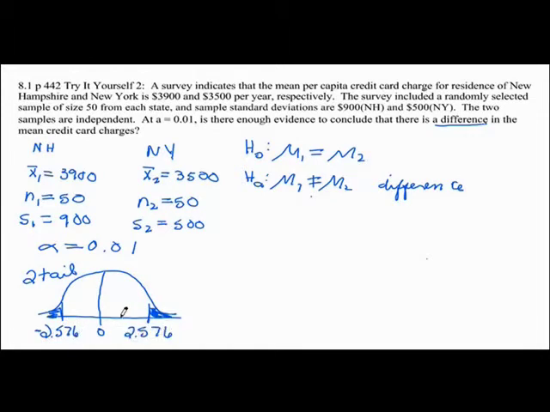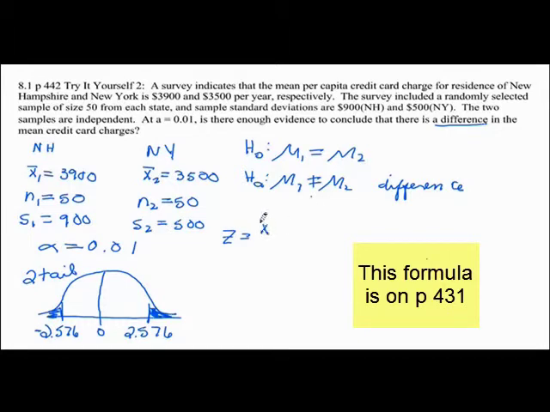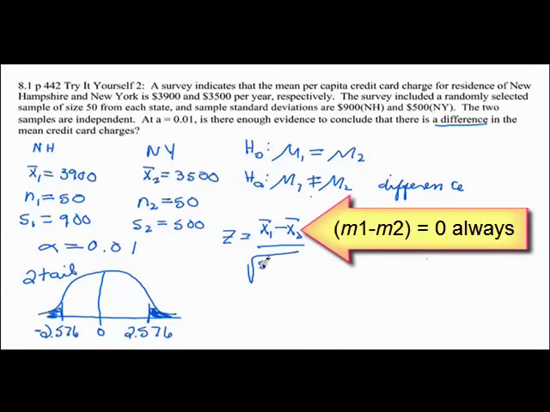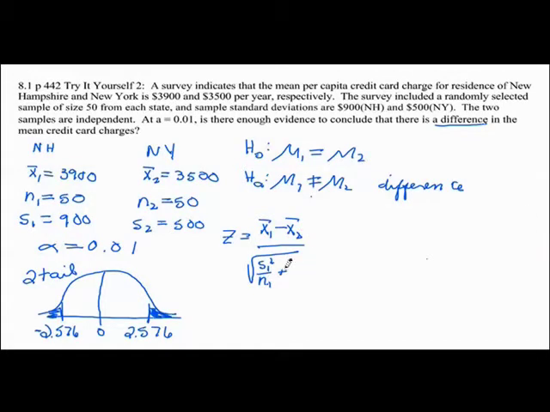So now what we need to find is our Z. The formula for Z here, with two large samples, they're large because it's over 50, is X bar 1 minus X bar 2 divided by the square root of the standard deviation squared, so the variance, of the first sample divided by N1, plus the standard deviation squared, or the variance of the second sample divided by N2.